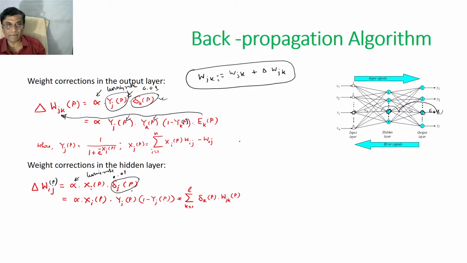This time multiplied by delta kp times wjk jk p for a particular epoch k equal to 1 to n. Okay, so this error gradient, this error has been contributed by all these neurons.